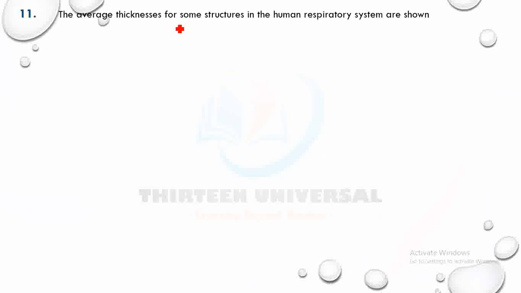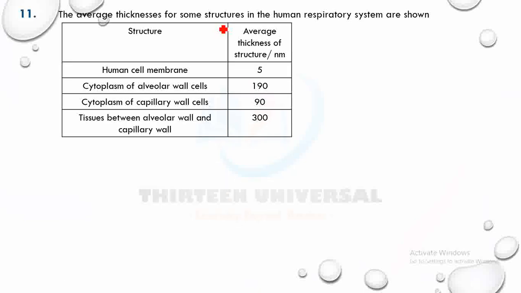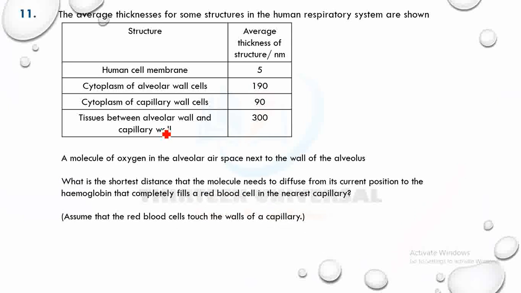The average thicknesses for some structures in the blood and human respiratory system are shown. Structure: human cell membrane, that's 5. Cytoplasm, alveolar. Okay, a molecule of oxygen in the alveolar air space next to the wall of the alveolus. What is the shortest distance that the molecule needs to diffuse from its current position to hemoglobin that completely fills a red blood cell in the nearest capillary? Assume that the red blood cell touches the wall of our capillary.